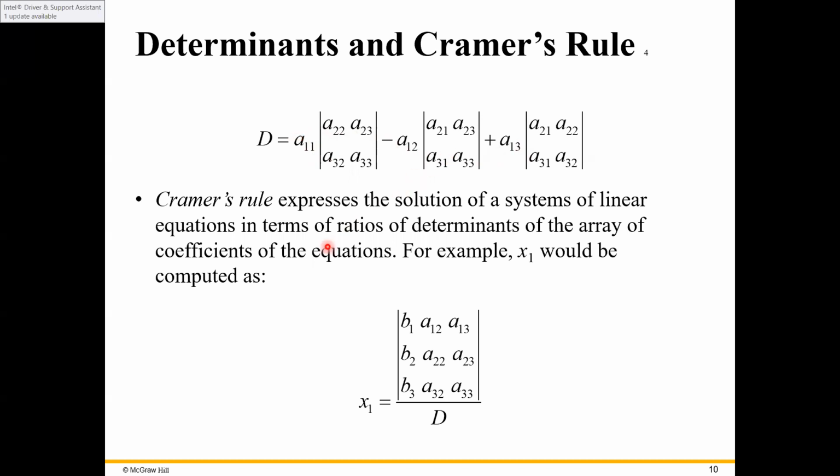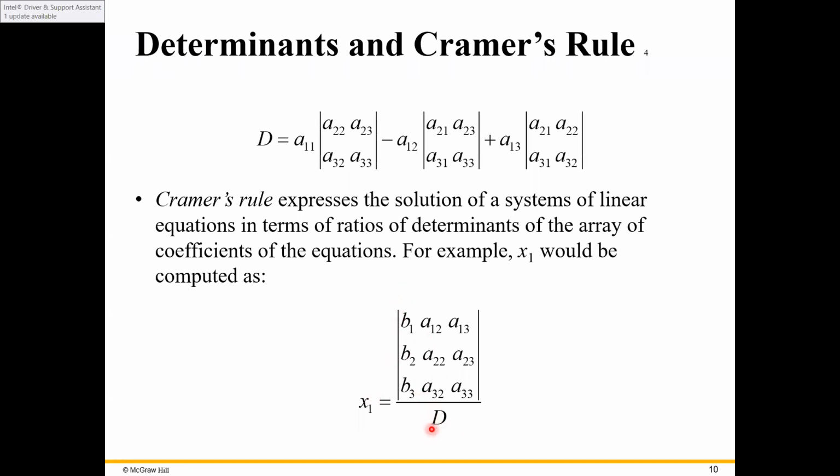Cramer's rule expresses the solution of a system of linear equations in terms of ratios of the determinants of the array of coefficients of the equations. So what is Cramer's rule? Cramer's rule is a way of representing the solution of the equations in terms of the ratio of their respective determinants. In this case, the solution of x1 will be the ratio of these two determinants.